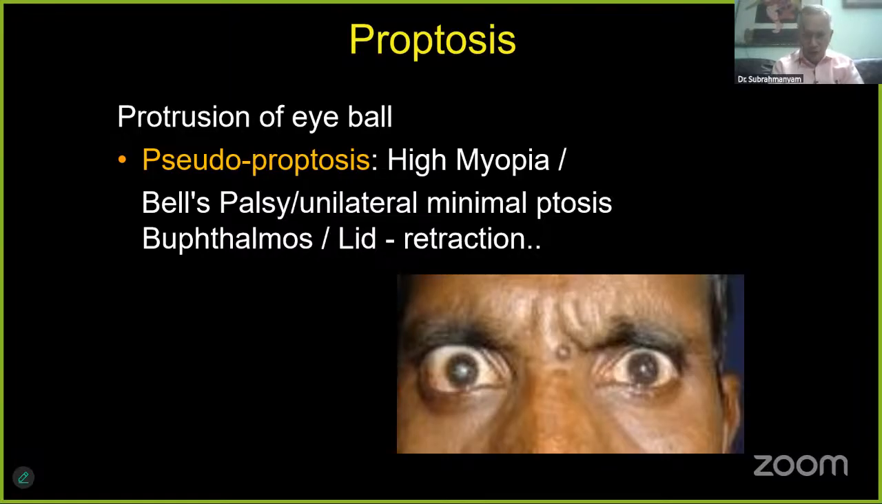Unilateral minimal ptosis, if the patient thinks that that is normal, the other eye appears a little prominent, and this comes up a fairly good number of times. I have seen patients complaining that the normal eye is prominent and thinking that it is proptosed, whereas actually the other eye, which he felt normal, has minimal ptosis. Similarly, pseudoproptosis can be seen in enophthalmos and lid retraction, as you see here.